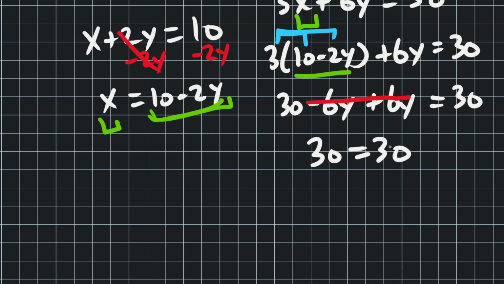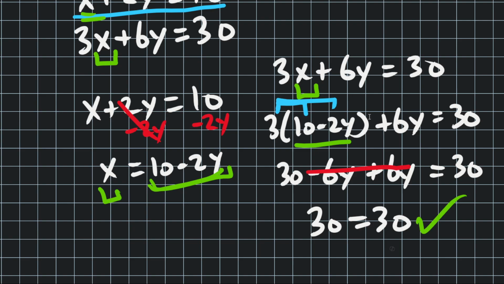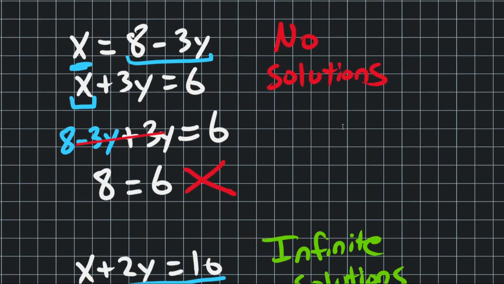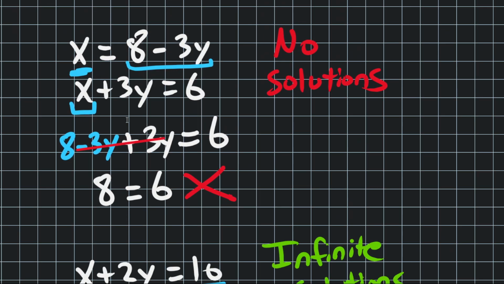Now, 30 equals 30 is a true statement. Once you get to a true statement like this, where 30 equals 30, although we didn't solve for x and y, because 30 equals 30 is true, that tells you that this system of equations that we started with has infinite solutions. It has infinite solutions.